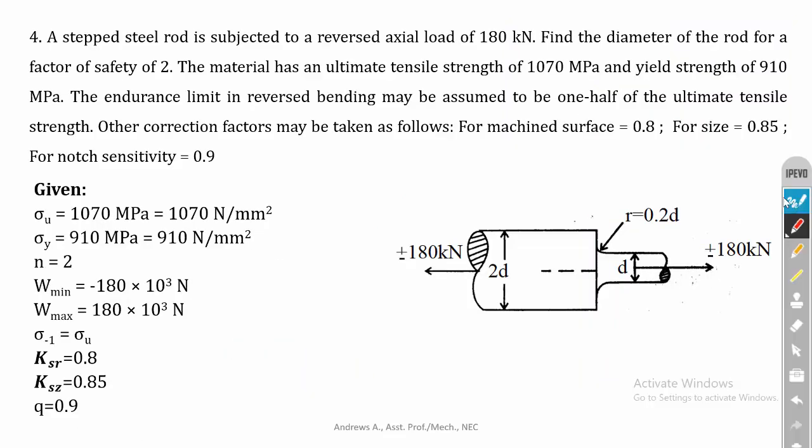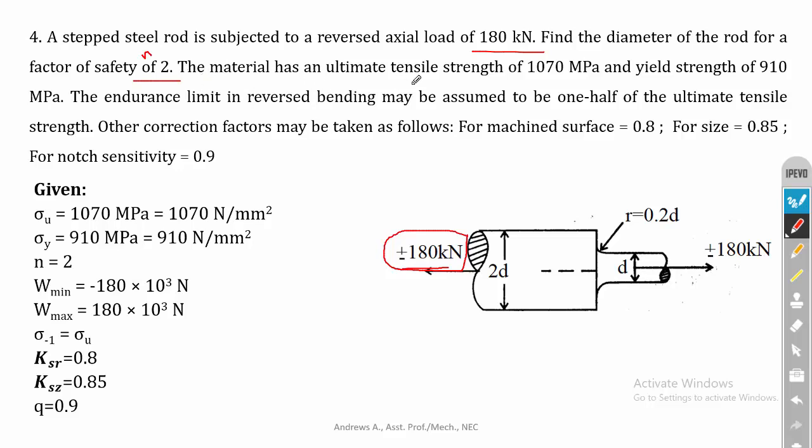So this is the tutorial problem. A stepped steel rod is subjected to a reversed axial load of 180 kilonewton. So reversed load means in the positive direction it is plus 180 and in the negative direction it is minus 180. You can see that it is plus or minus 180. Find the diameter of the rod for a factor of safety of 2. The factor of safety n is equal to 2.